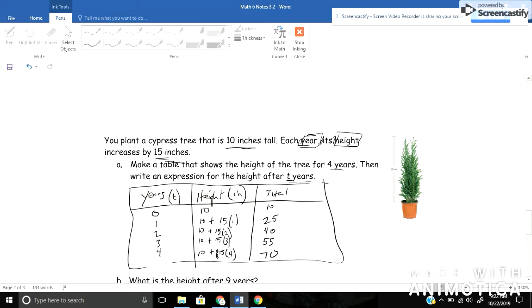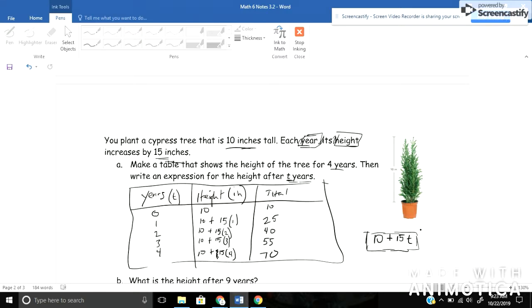All right. So lastly, it says, write an expression for the height after t years. Well, that expression we've just written in here. It is 10, that's the original, plus it grows 15 inches per year. And remember, years we called t. I'm guessing that stands for time. So 15 inches times your years plus the original 10 inches would be the expression that I would use to basically classify the height of this tree that it grows each year.